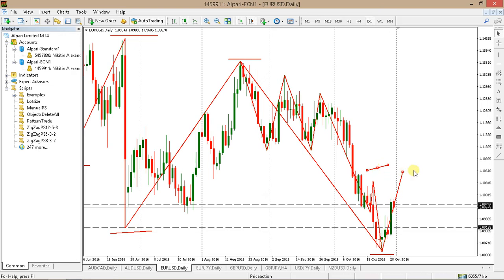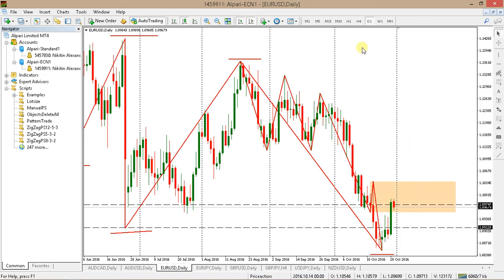So what is the area I'm looking at then? I'm looking here. From the low to the high, somewhere here I am expecting a price action showing me the signals of entering short. Okay, so that's it for higher time frame analysis.